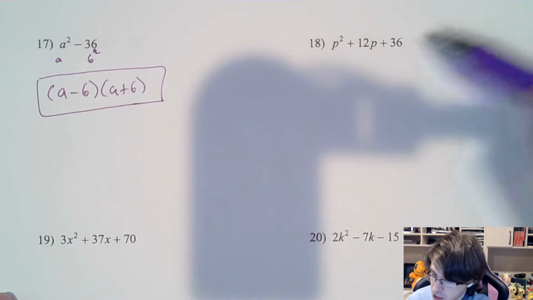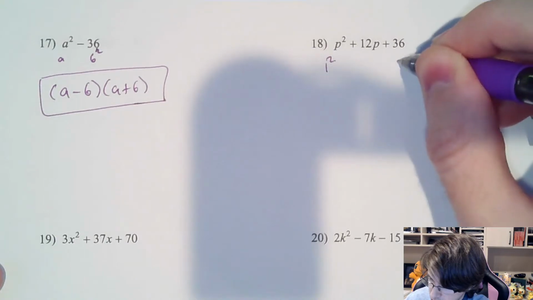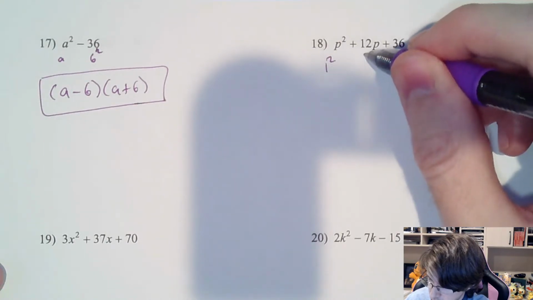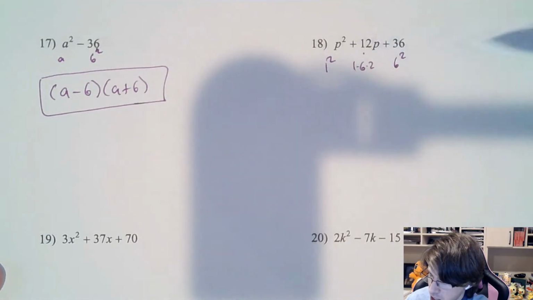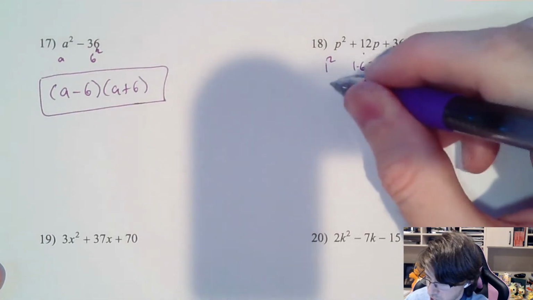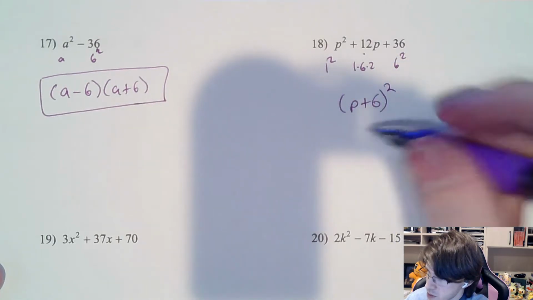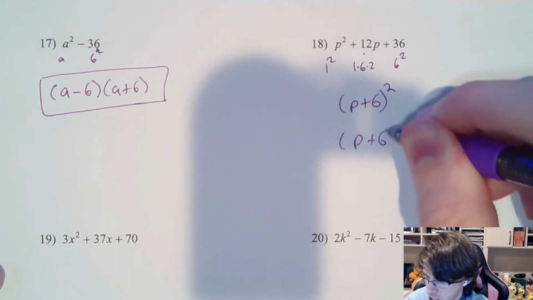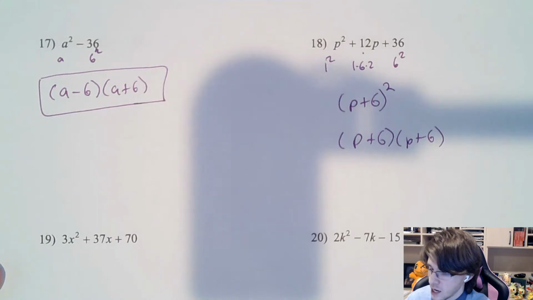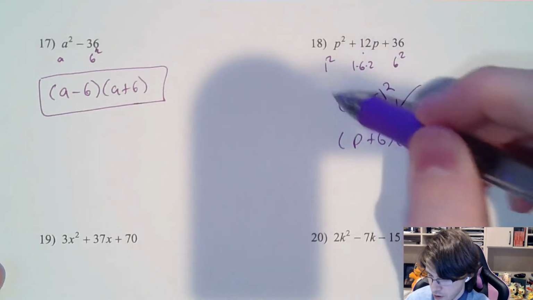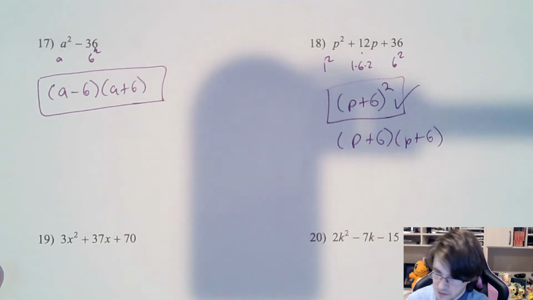This next one here, we also have a special trick. The idea is this one is 1 squared, this one is 6 squared, and this one right here is in fact 1 times 6 times 2, that 12 in the middle. Anytime that happens, we can combine our rules and we get p plus 6 squared. Please note, if you did all the work off to the side and got p plus 6 times p plus 6, there's nothing wrong with your answer. However, this one is the preferred way of writing it. This one still gets you full credit. This is preferred in the end.